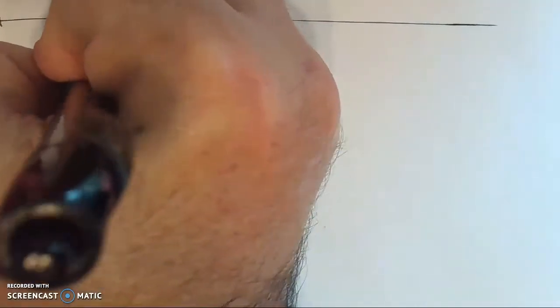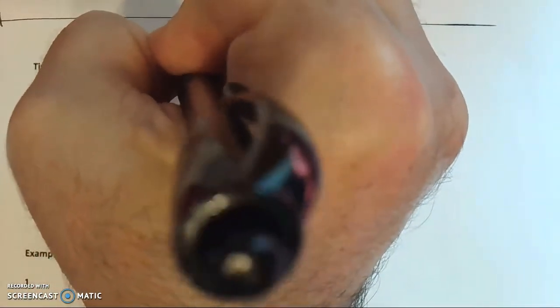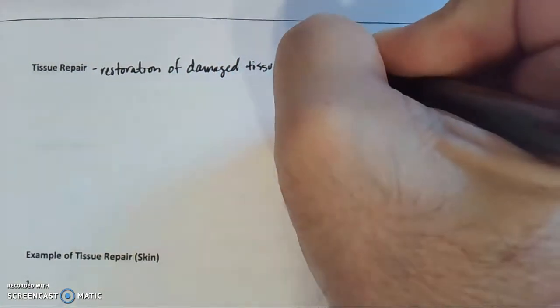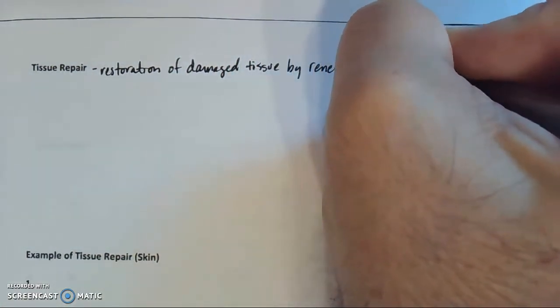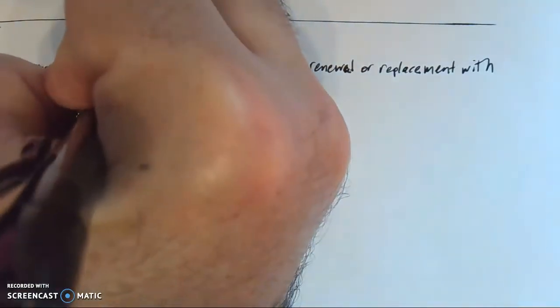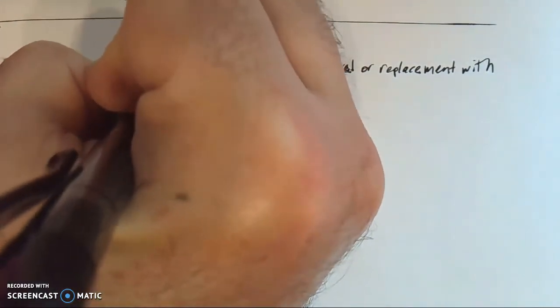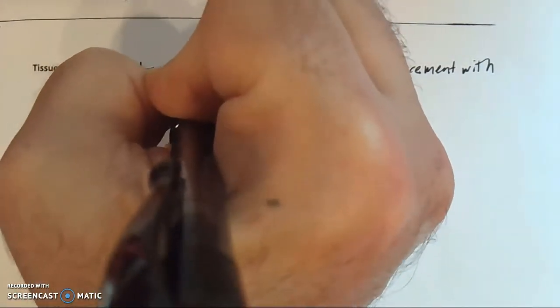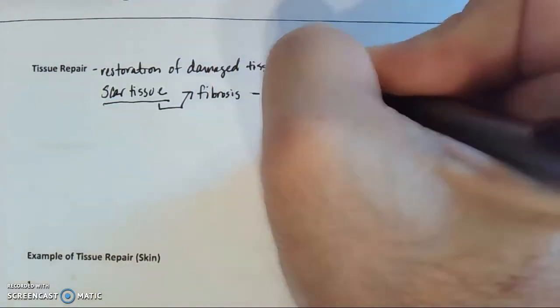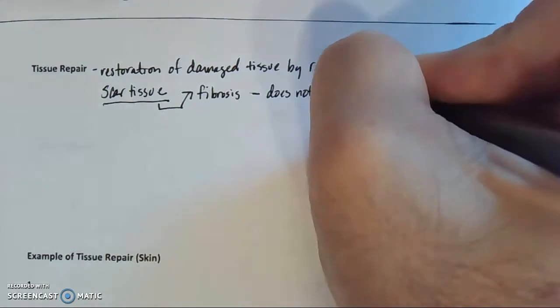So, tissue repair is defined as the restoration of damaged tissue by renewal or replacement with scar tissue. And scar tissue is known as fibrosis, which does not restore original function.